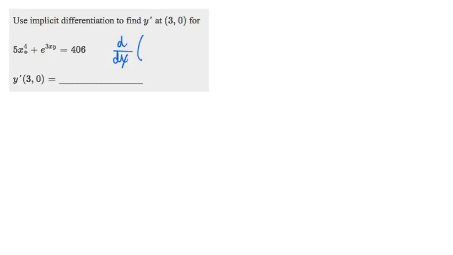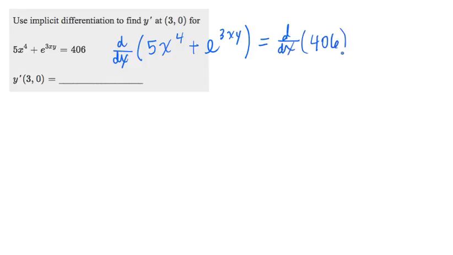So for the derivative of the left, I'll have the derivative of 5x to the fourth plus e to the 3xy, and that equals the derivative of 406. Now for the derivative of 5x to the fourth, we bring the 4 down, multiply it times the 5 to get 20x cubed. And for the derivative of e to the 3xy, we're going to use the derivative rule, which says that the derivative of e to the x is itself.